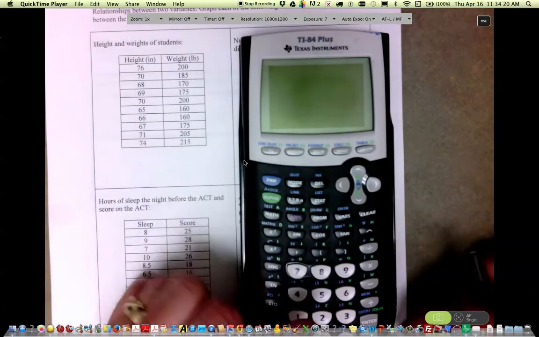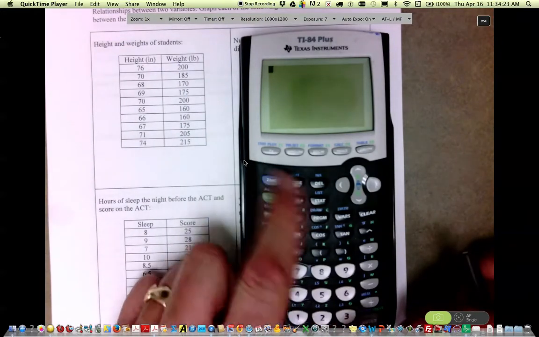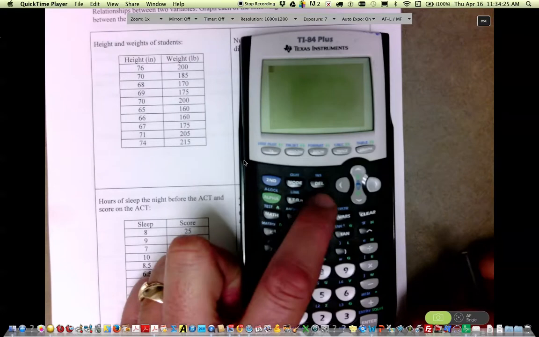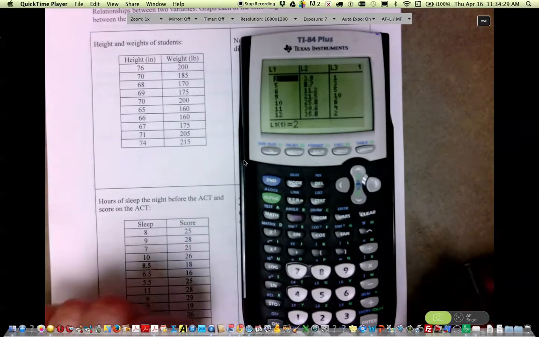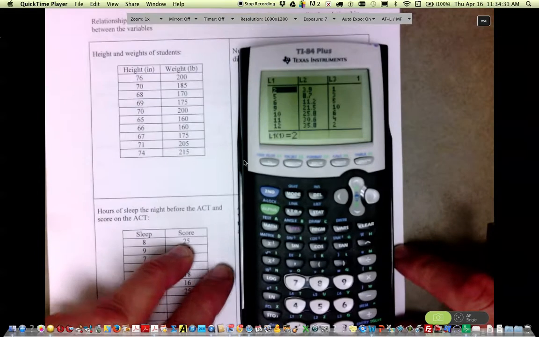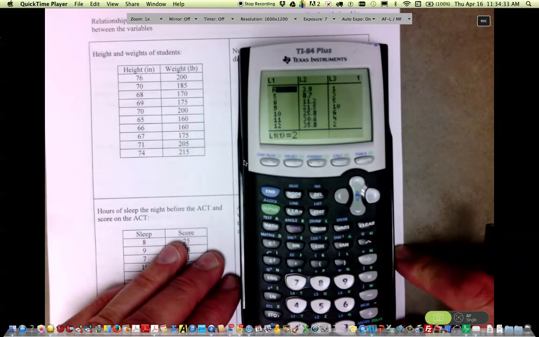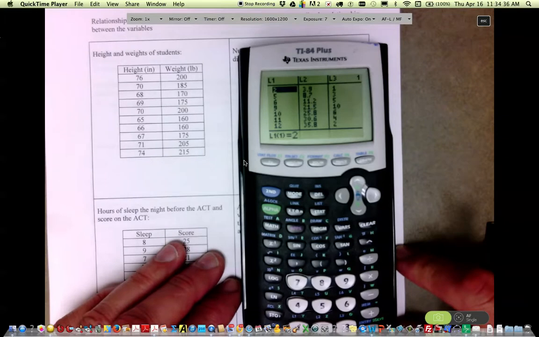And so if you remember from the other day, the place where we spend a lot of time is under the Stat menu. Okay, we're going to go to Edit, and we are going to enter the data into some lists. Alright, so if your calculator is kind of like mine right now, you've got some numbers in list 1 and list 2. That's where I want to put my data.